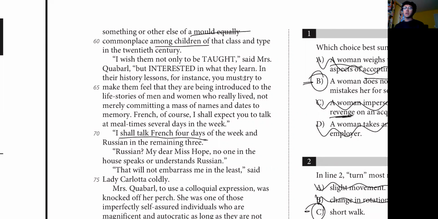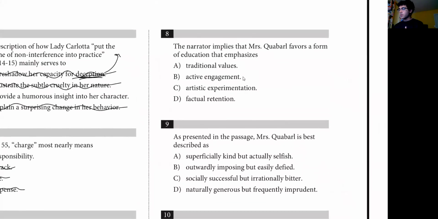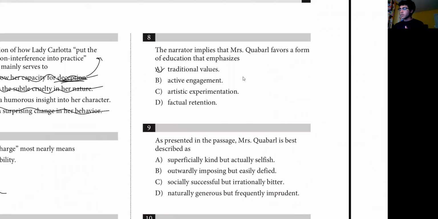So she wants it to be emphasized. She wants it to be practiced very frequently, very religiously, right? Those are a few things that she outlined. Traditional values, no, it doesn't really talk about culture or anything. So it's not right. The active engagement, that's exactly what we're looking for, remember? Because she said that she wants French to be spoken during meal times several days a week, right? That's one very important thing.